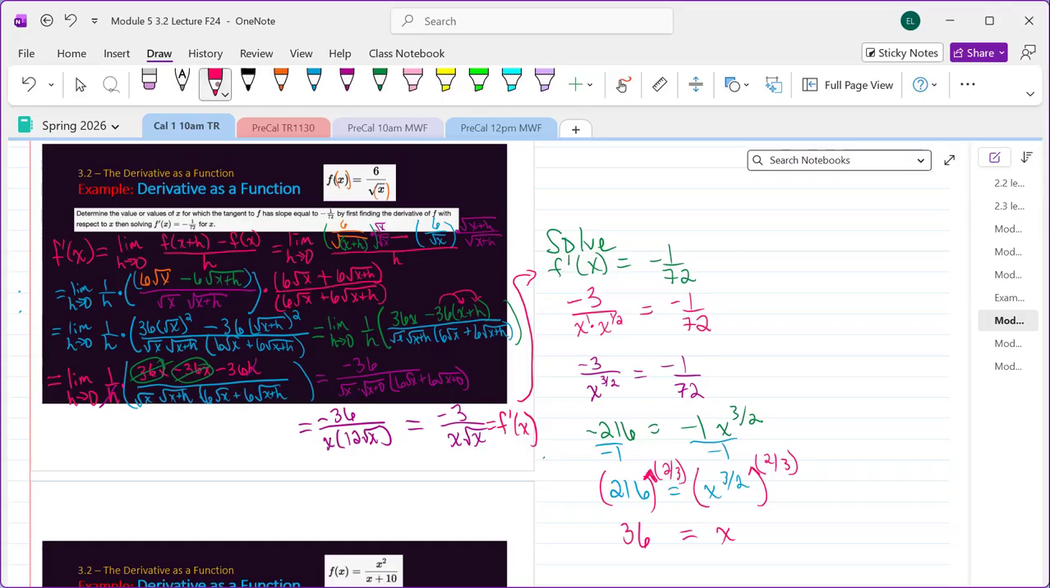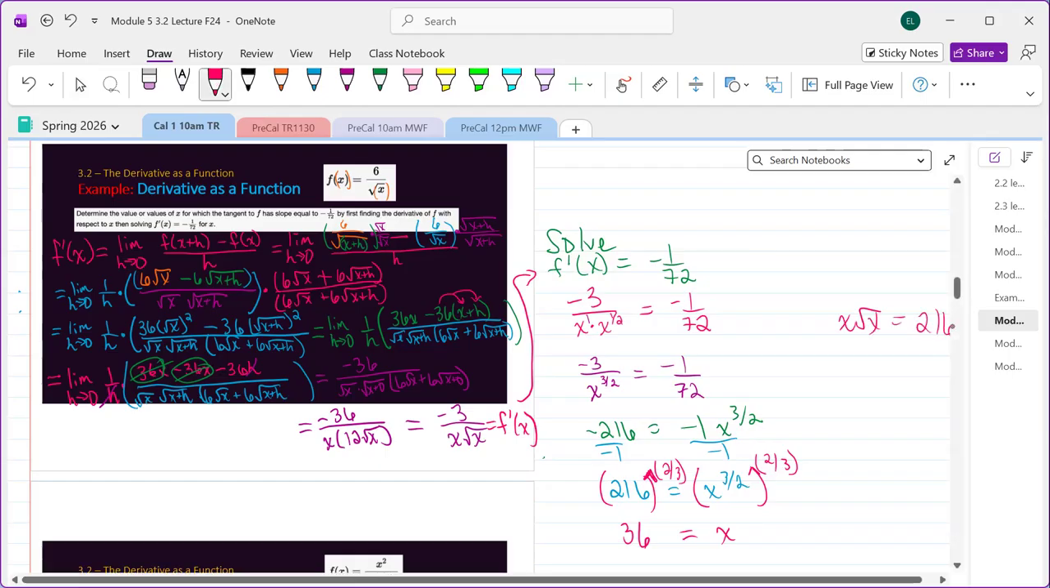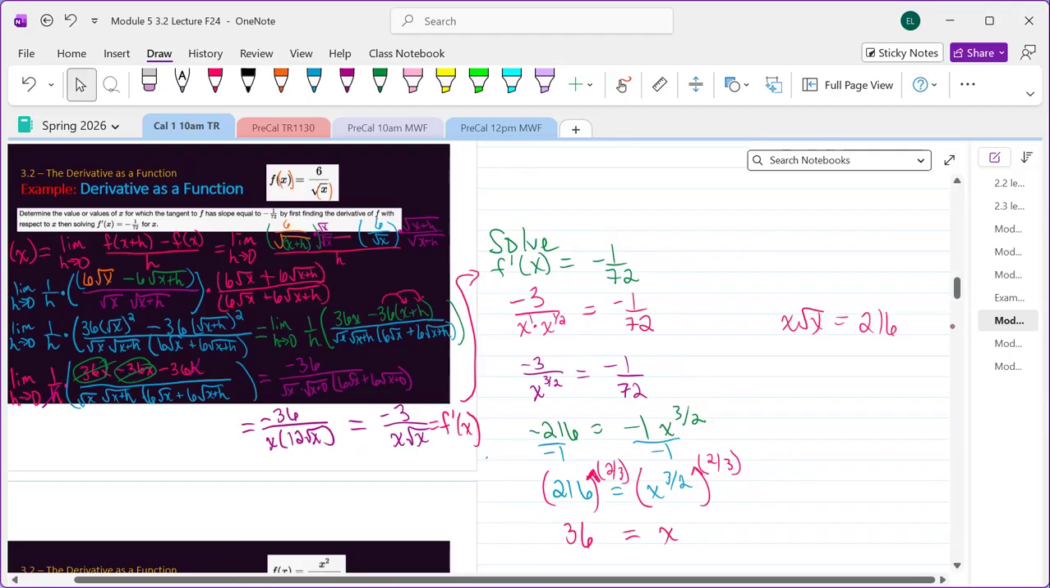I just used the exponent part. I left the x times square root of x, and so I got x times square root of x equals 216. So can we put a negative number inside the square root of x? But if it was a slightly different problem, like sometimes we will have that plus or minus.